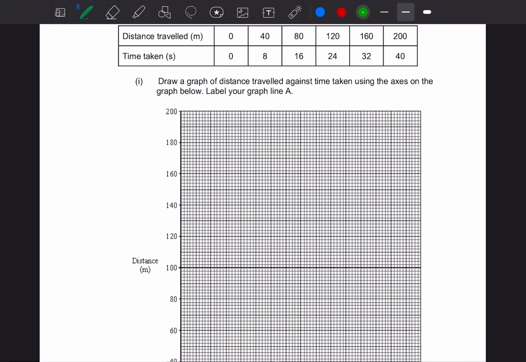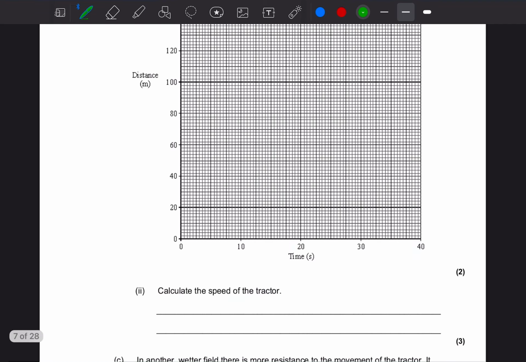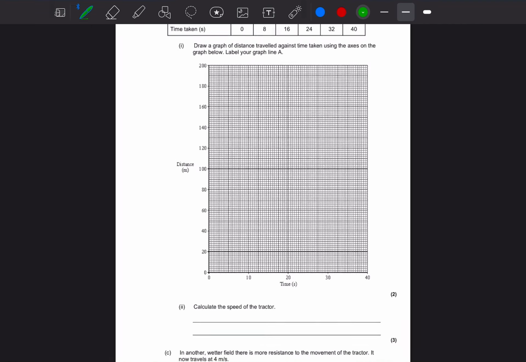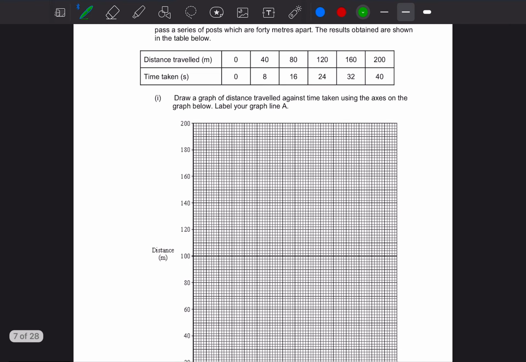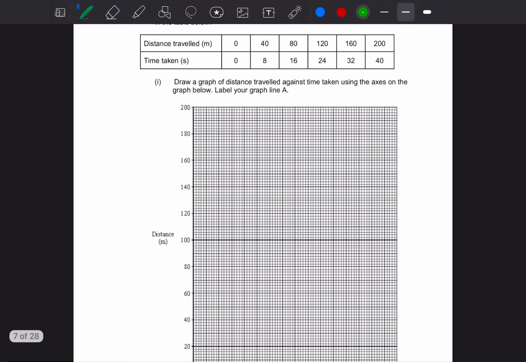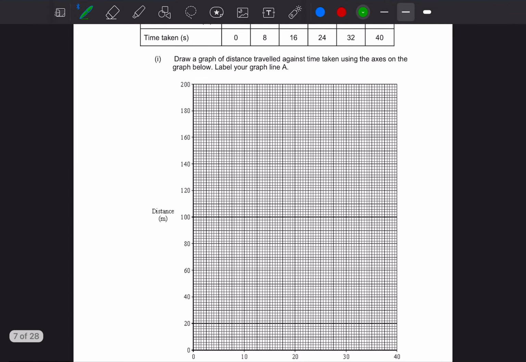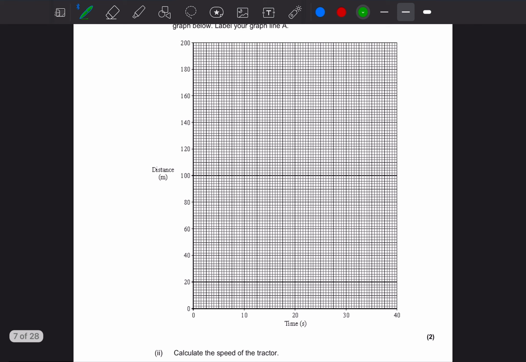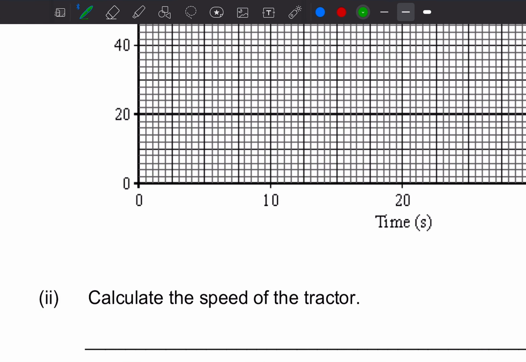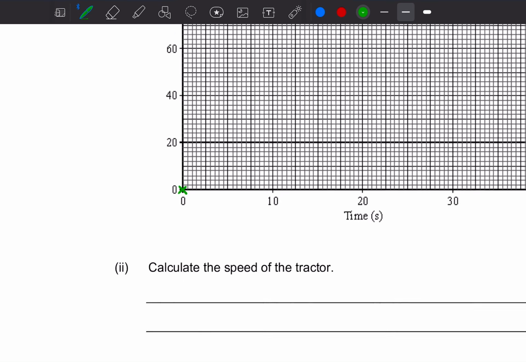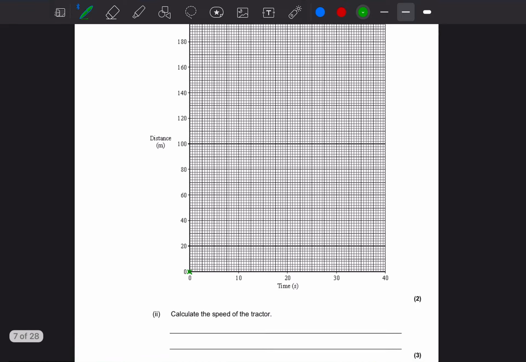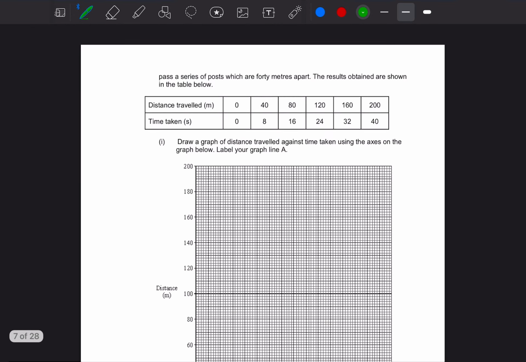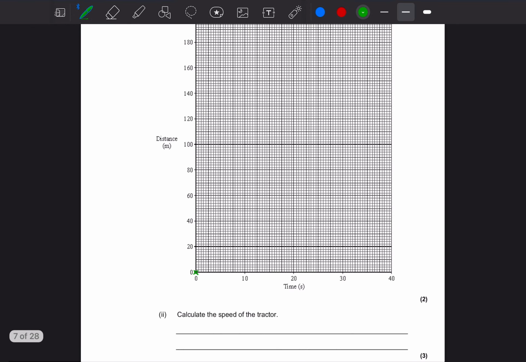line A. Alright, so we've got distance on one side, and then at the bottom we have got time. Let's see if I can fit that onto one screen. There we go. Alright, so we are going to have to plot our points. So when there's 0 distance, 0 time. So 0 distance is at the bottom with 0 time. So put a plot at 0 and 0. The next one is 40 and 8. So 40 meters and 8 seconds.